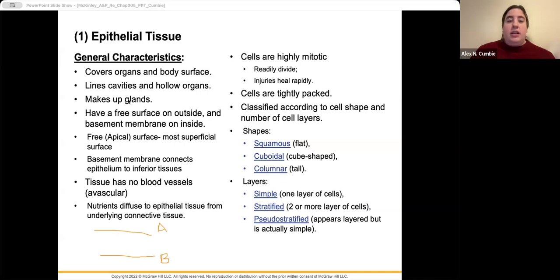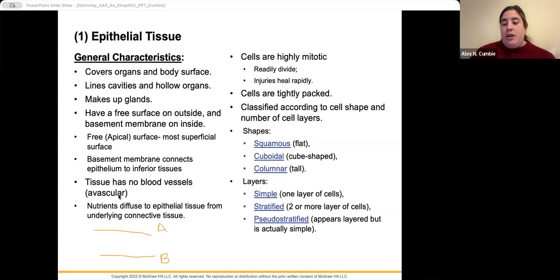To continue on, lots of characteristics. These are some really good ones. So for epithelial tissue, we consider this avascular. A meaning no or not, vascular referring to blood vessels. So epithelial tissue actually does not have blood vessels in it.